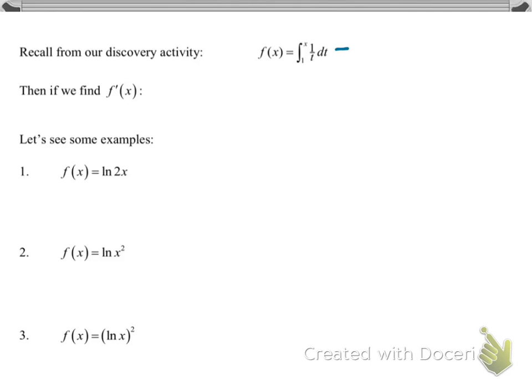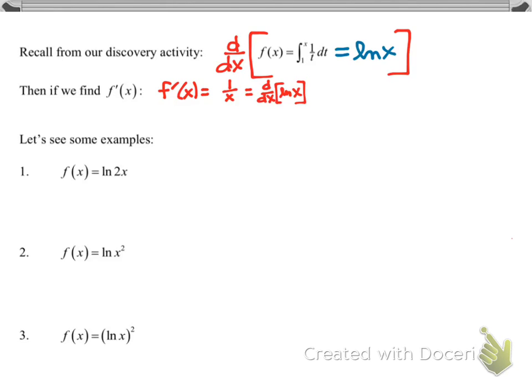Okay? So just writing it at the top of our paper so that we can see it, this is actually just the natural log function. So I want to take the derivative of that. We can use that fundamental theorem of calculus to say that f prime of x is just 1 over x. But that just means that that's the derivative of the natural log of x.